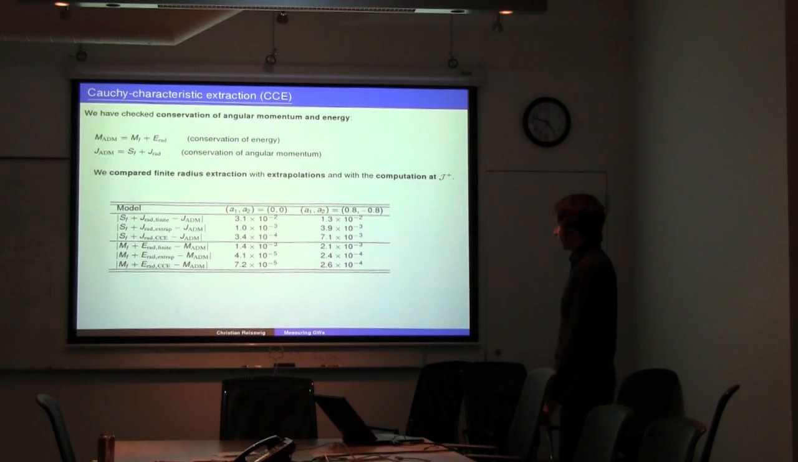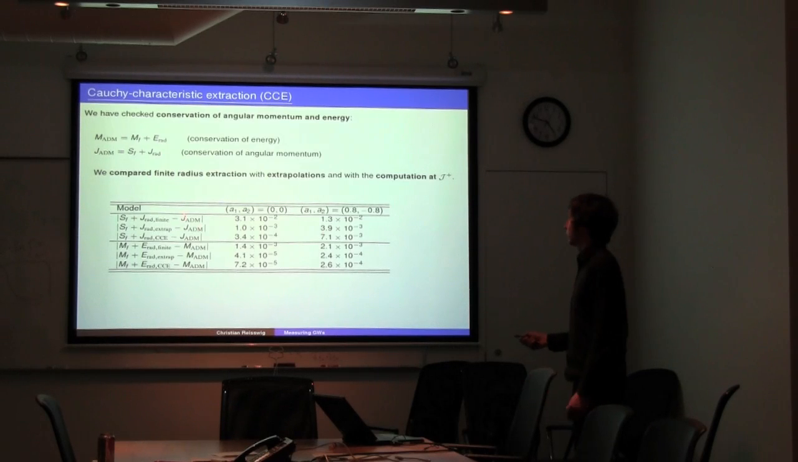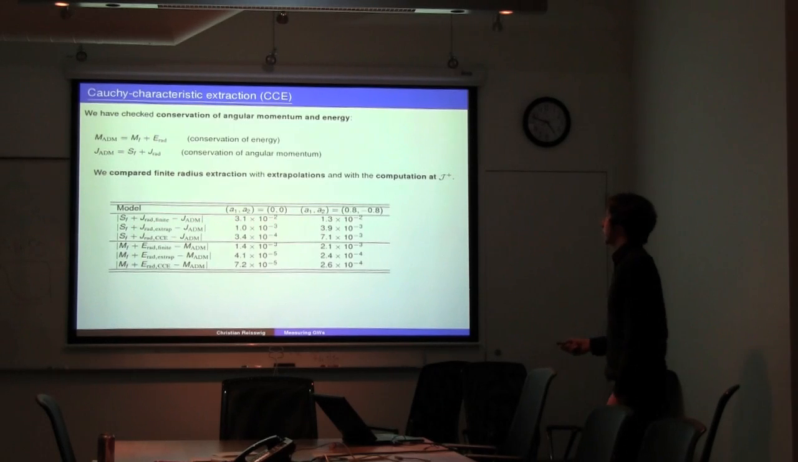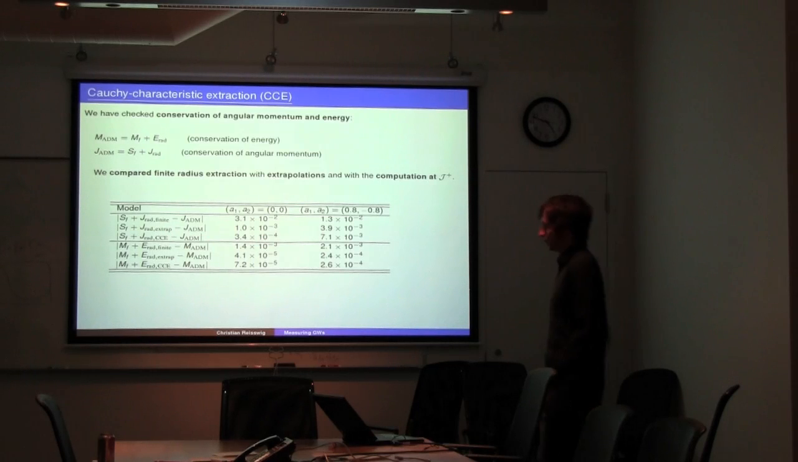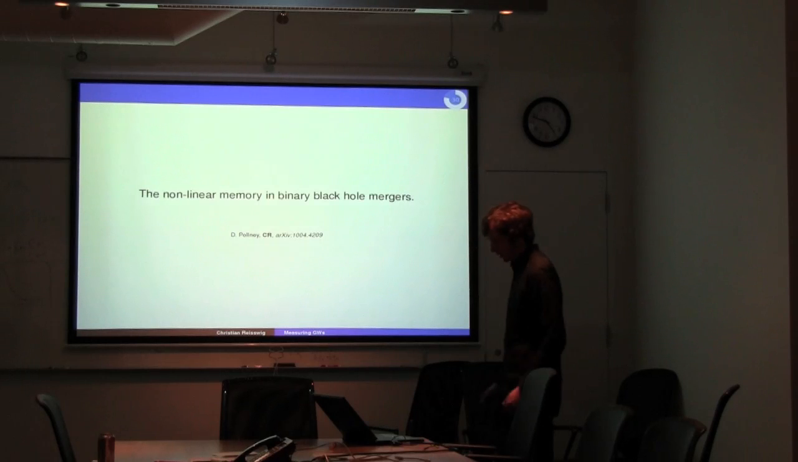For a finite radius extraction without any extrapolations, this error is always much larger. So for example here, for this finite radius, the error in the angular momentum is on the order of 10 to the minus 2, whereas for CCE it's on the order of 10 to the minus 4. But since we're running out of time, let's get to more interesting stuff.